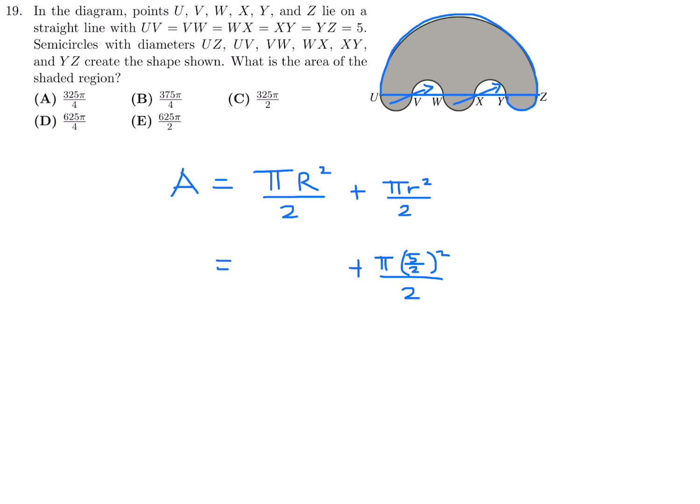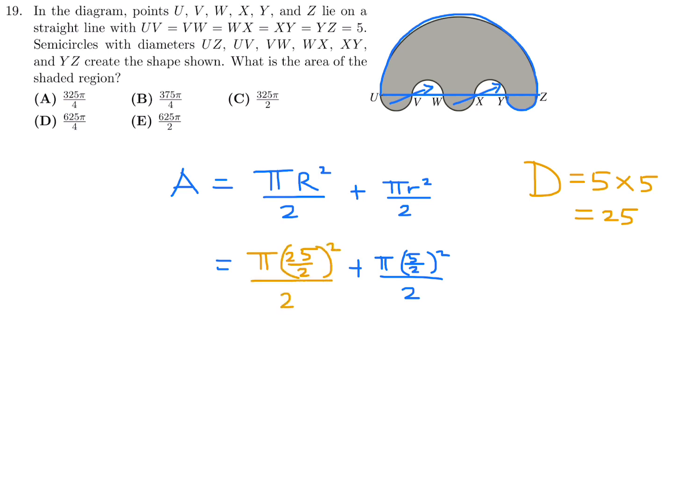Now the big guy, that diameter is going to be 1, 2, 3, 4, 5 of those small diameters, and each of those is 5. So the big diameter is 5 times 5, which is 25. And therefore the big radius is 25 divided by 2. So that's going to be all squared, divided by 2.